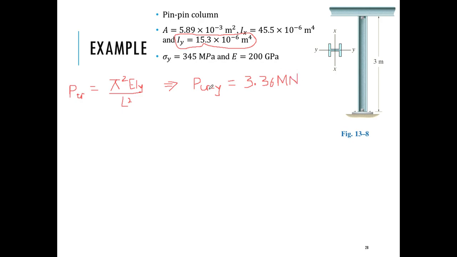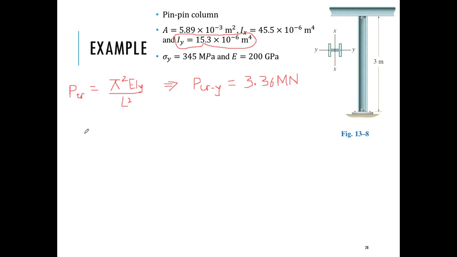Now this doesn't quite tell me much right now. If I want to avoid buckling, I need to keep my applied load less than this. But even if I keep it less than this, it can cause yielding. So what I then need to do is also consider yielding failure. If I am analyzing material failure, what load would it fail at?